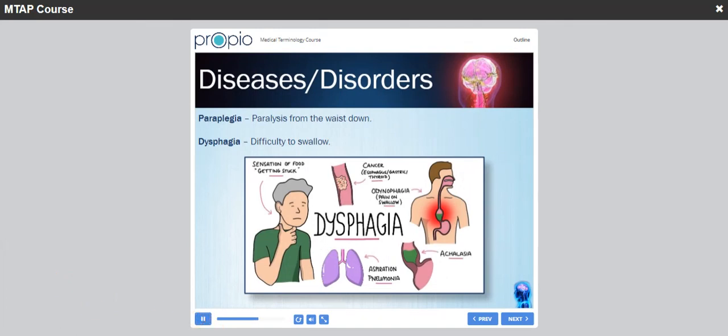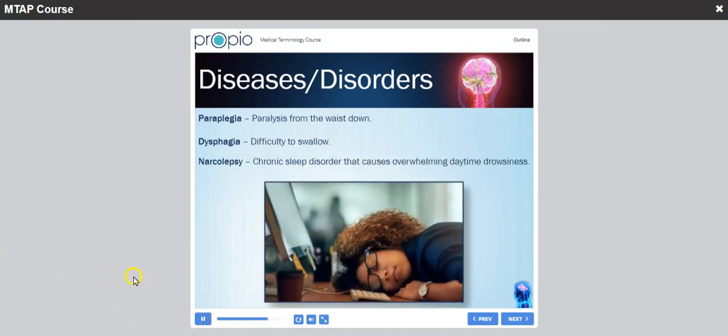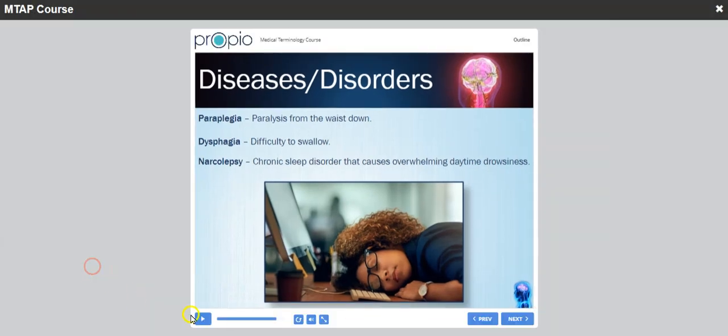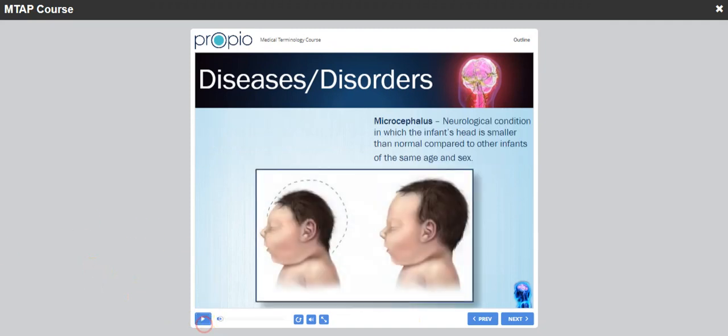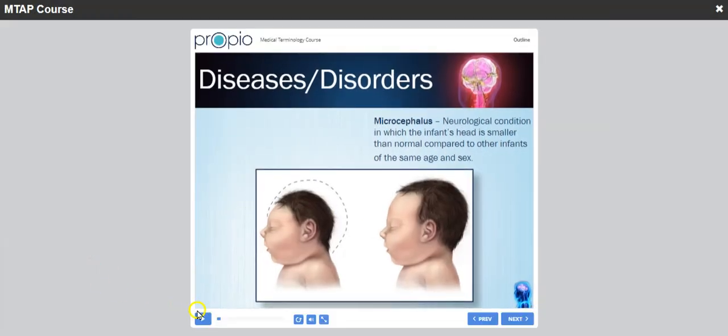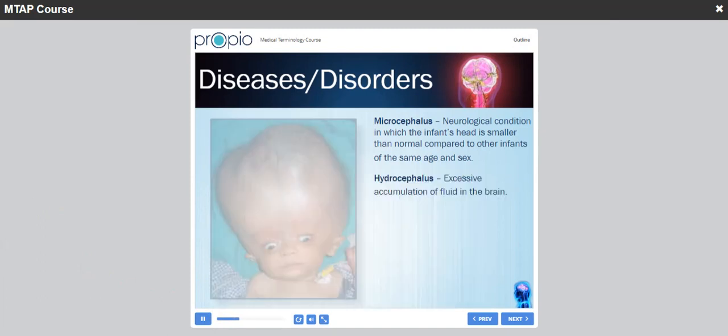Hydrocephalus. That's the excessive accumulation of fluid in the brain. Insomnia. It's a prolonged inability to sleep, usually a symptom of another condition. Cephalgia or encephalalgia, that's a headache.